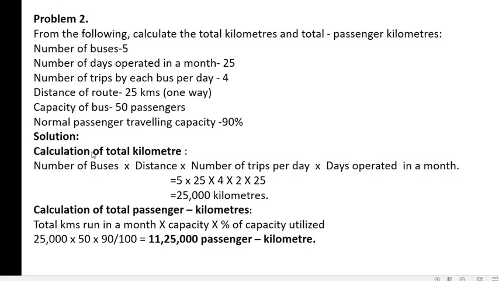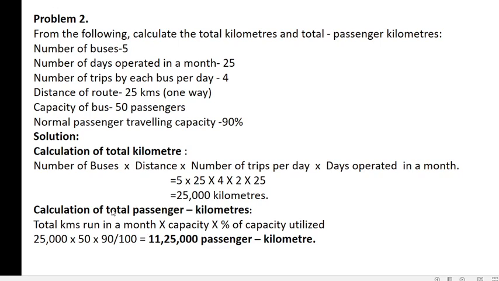Solution: calculation of total kilometers. Number of buses into distance into number of trips per day into days operated in a month. The number of buses is 5, distance is 25 km, number of trips 4, assuming it is a round trip 4 into 2 into number of days operated in a month is 25. So the total kilometers is 25,000 kilometers.